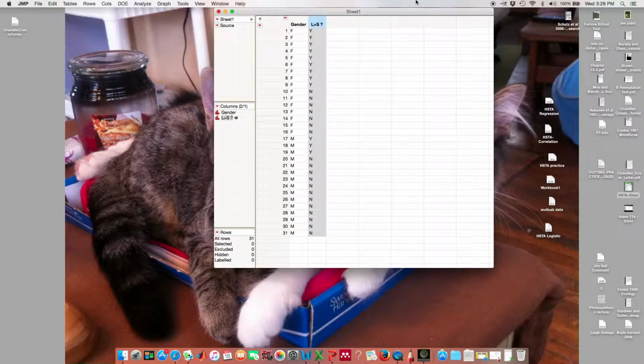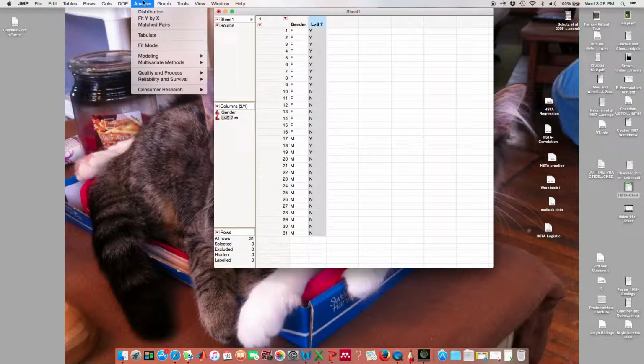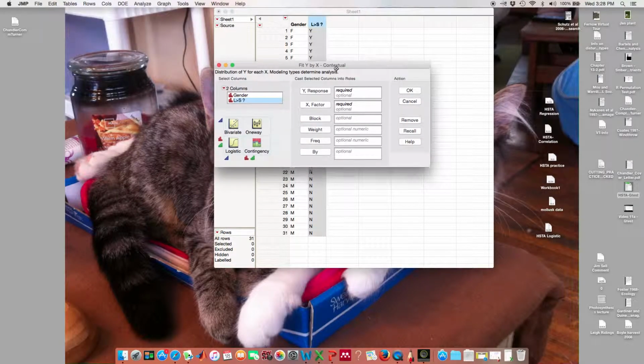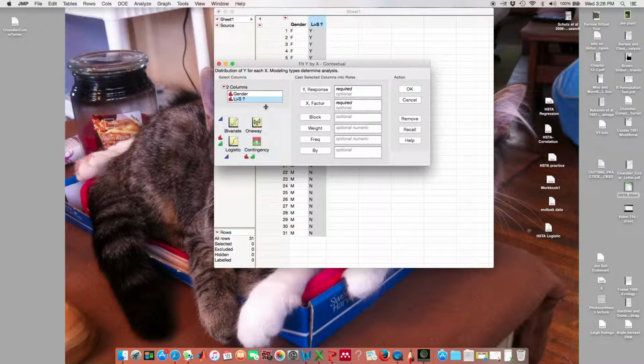All right, next thing we're going to do is go to our Analyze platform, and we'll go to our Fit Y by X platform. Okay, so now we know that our gender is our independent variable, and we're trying to see if gender causes an effect in our dependent variable, which is L greater than S question mark. So being a better long distance runner than a sprinter. And as you can see here, I still have that question mark just to show you that we coded it to yes or no.